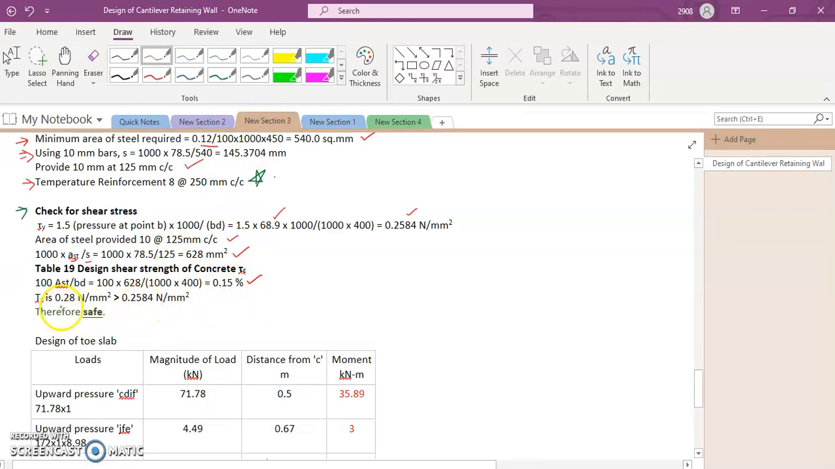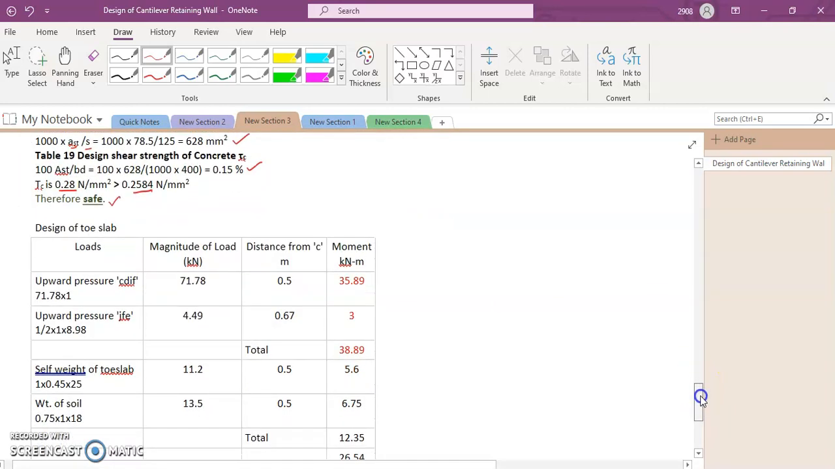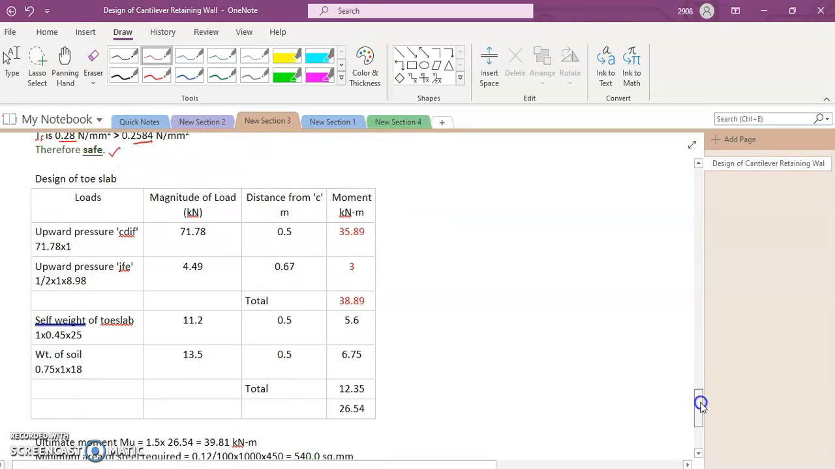0.28 Newton per mm square is how much the concrete can take, and 0.25 is how much it is experiencing because of all these loads. Since the capacity is more than what it is experiencing, it is safe in shear. And the last part of the design is the design of the toe slab.